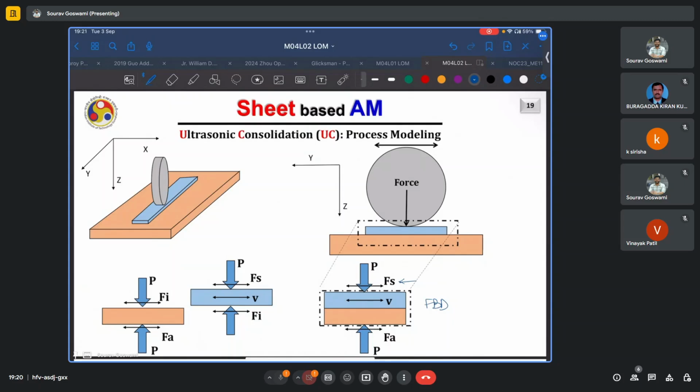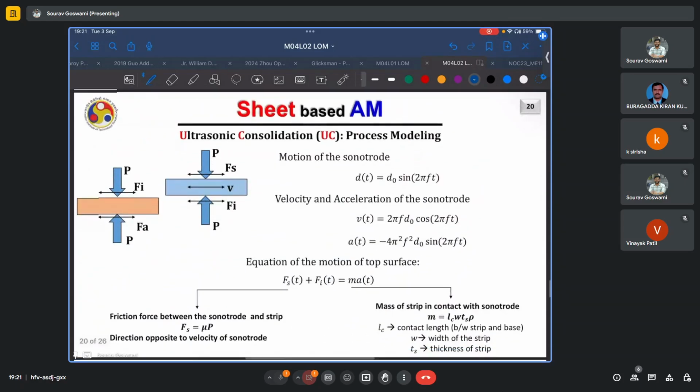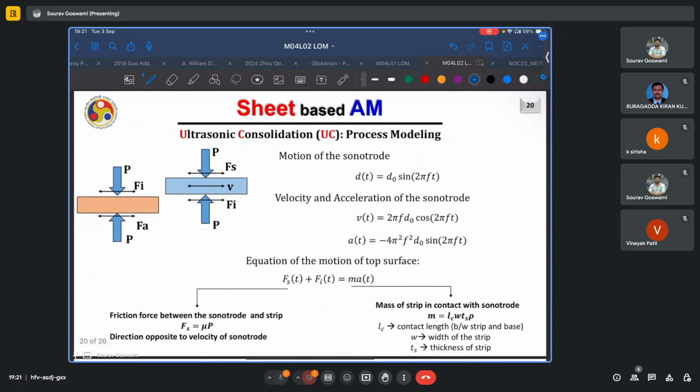If you separate these two, then on the new sheet you have Fs, Fi, and P, and on the previously deposited material, Fi, Fa, and P again. The equations of motion of these materials can thus be written like this. For the sonotrode itself, we know that it will follow some sine or cosine type function. This d naught is the maximum amplitude of this vibratory or oscillatory motion. Once we have the displacement, we can just differentiate it to find the velocity and the acceleration of this motion.